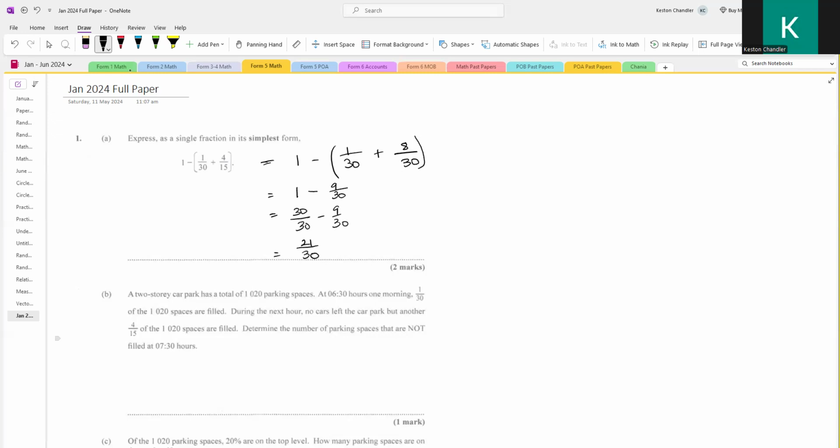Now, remember, they asked for this in the simplest form. So we need to reduce this fraction and we'll get 7 over 10. So my answer here for 2 marks is 7 over 10. All right, just give me a thumbs up if everybody's okay with that. Yeah. Good. So I'm moving on.